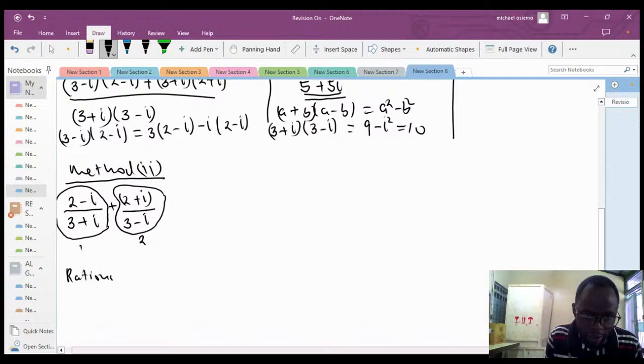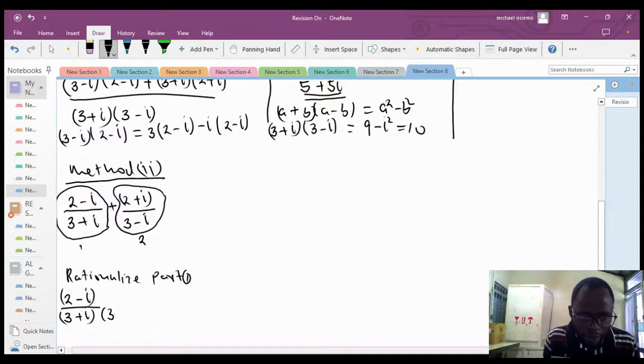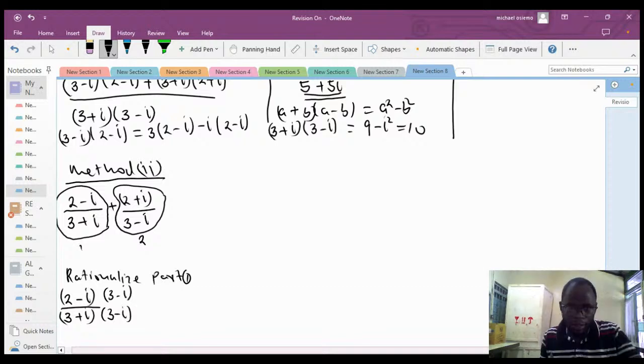Rationalize part 1. So when you say rationalize, we remember it is to multiply the denominator by the conjugate of the denominator and the numerator by the conjugate of the denominator. So that means you're going to have (2 minus i) over (3 plus i). Multiply the denominator by (3 minus i), and multiply the numerator again by (3 minus i). Then you see what you're going to get here.